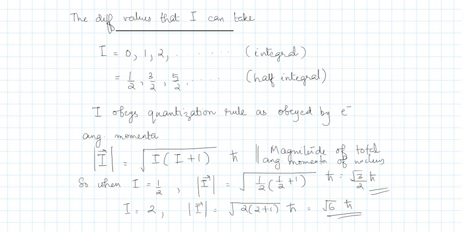So let's see what is the magnitude when I equal to half. When I equal to half, the magnitude happens to be root 3 by 2 h cross. Just plug the value I equal to half in this relation. Now when I equal to 2, the magnitude is root 6 h cross.